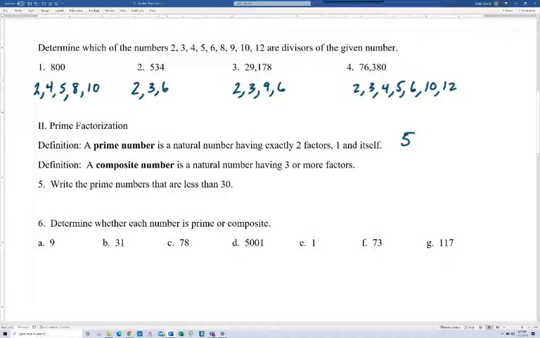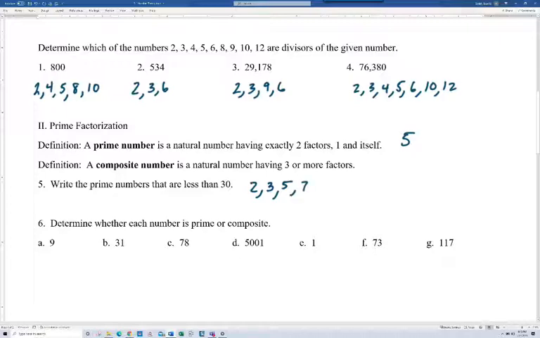So 2 is, actually 2 is the only even prime number. 2 times 1 is the only way to get 2. There we go. So 2 works. Notice 3 times 1 is the only way to get 3. 4 doesn't work because 2 times 2 is 4. But 5 does. 6 doesn't work because 2 and 3 are factors of 6.